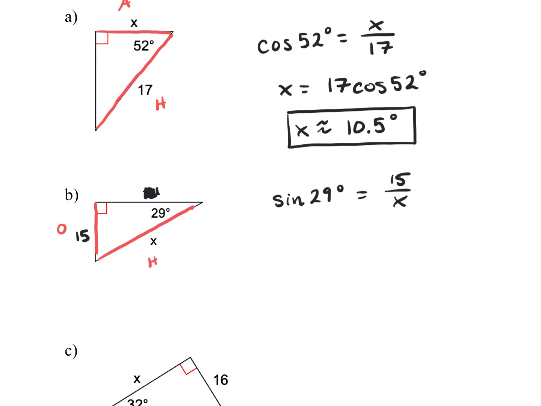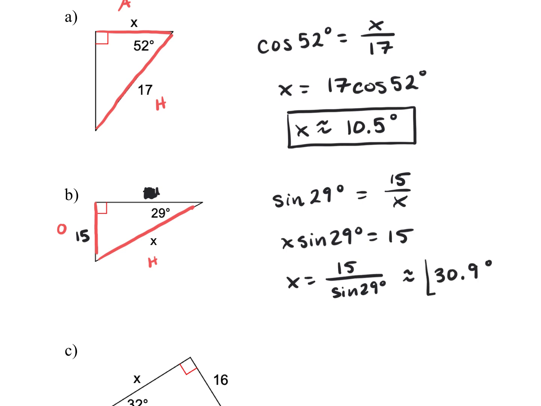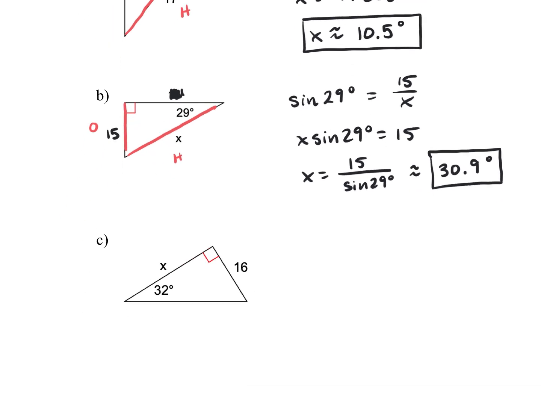And so now I need to solve for x. I'm going to start by multiplying both sides by x to get it out of the denominator. And then I'm going to divide both sides by the sine of 29 degrees. And then this is something we can plug into our calculator, and we get about 30.9 degrees. Don't forget your units. You do need to have that little degrees symbol.